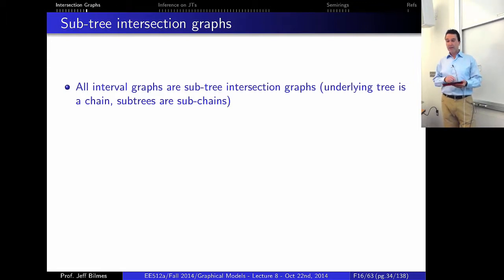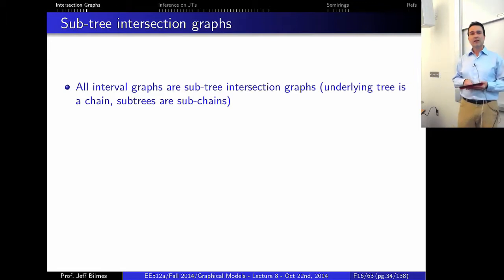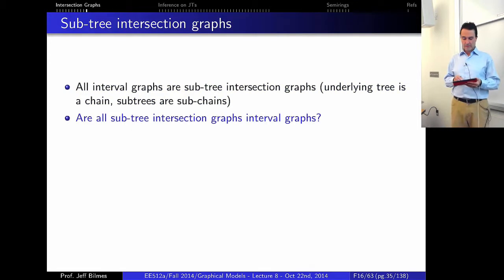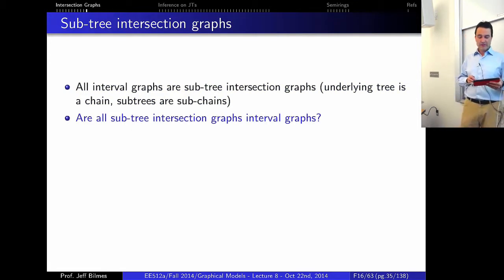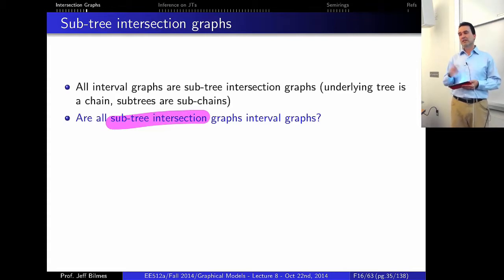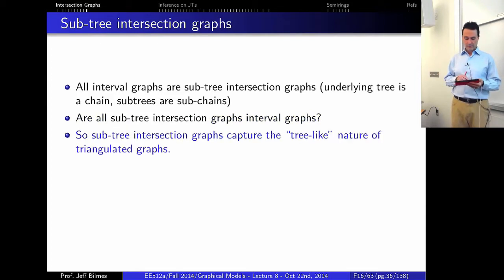Okay, so all interval graphs are clearly subtree graphs. And why is that true? Because essentially the intervals are chains. Right? There's nothing hard to show about that. The question is, are all subtree intersection graphs interval graphs? We've already actually, believe it or not, answered that question. And you're right, the answer is no. Because we saw, for example, that spider graph. So that's clearly a subtree graph. It's a triangulated graph, but it's not an interval graph.